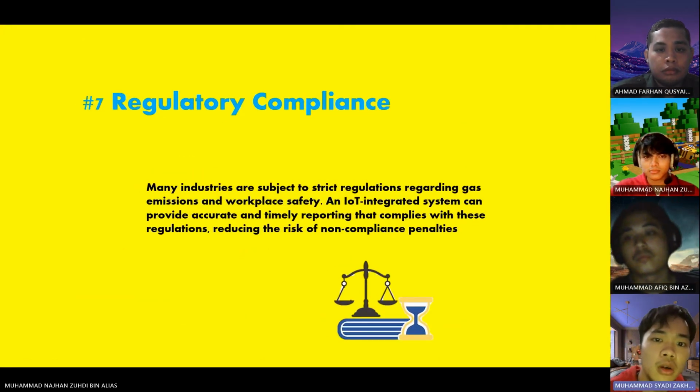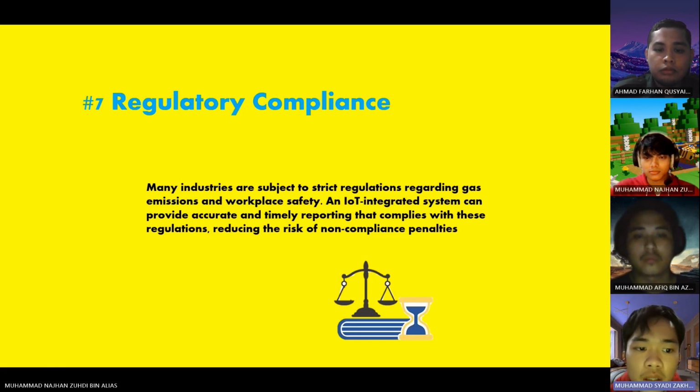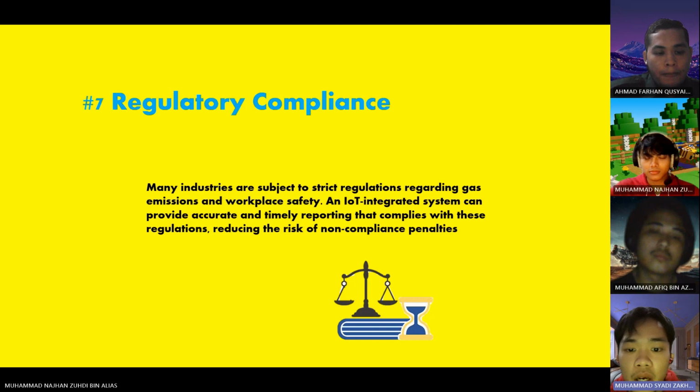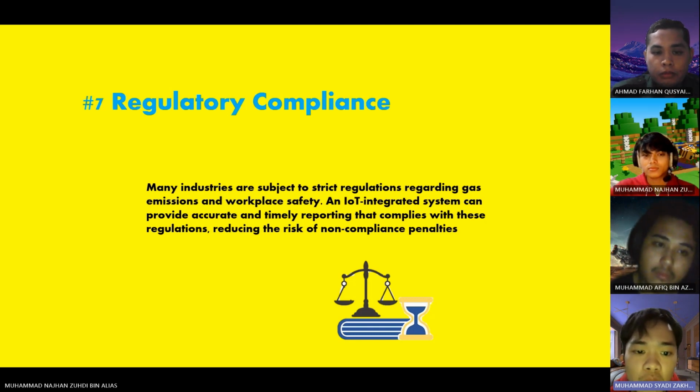Next point is regulatory compliance. Many industries are subject to strict regulation regarding gas emissions and workplace safety. An IoT integrated system can provide accurate and timely reporting that complies with these regulations, reducing the risk of non-compliance penalties.